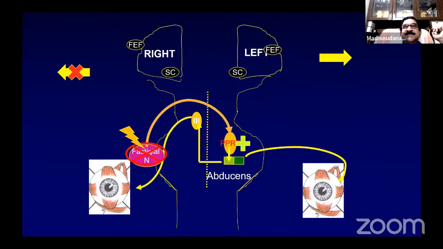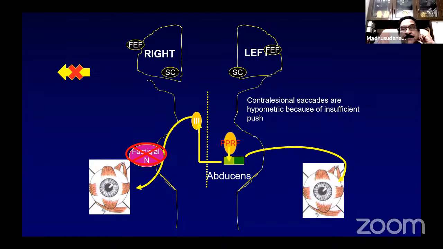Let us see what is happening when there is a lesion of the vestibular nucleus. See, this is already there by the action of the vestibular nucleus. When that is affected, the activation of the contralateral PPRF is lost. So what will happen? The contralateral saccades are hypometric because of the insufficient push. The additional push that the vestibular nucleus gives initially is lost, so the leftward saccade becomes hypometric. Then what will happen to the saccade to the right side? It produces a brake at the end of the saccade. So what will happen? The brake is lost.